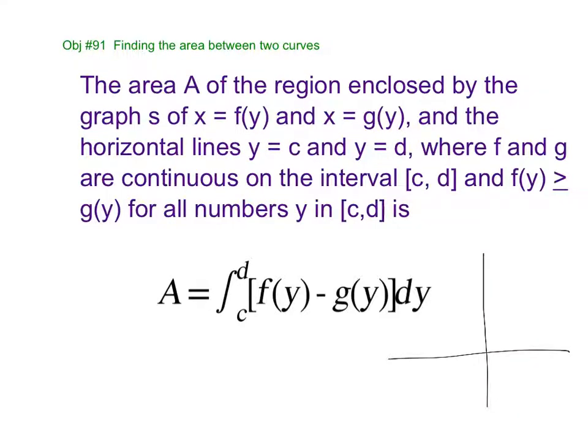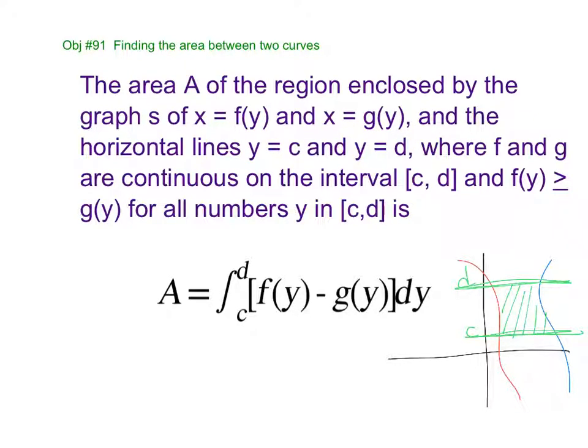So before we had the top minus the bottom. So here's one of my functions, and here's my other function, and we're going from C to D. So now this is the area. This is my C. This is my D.